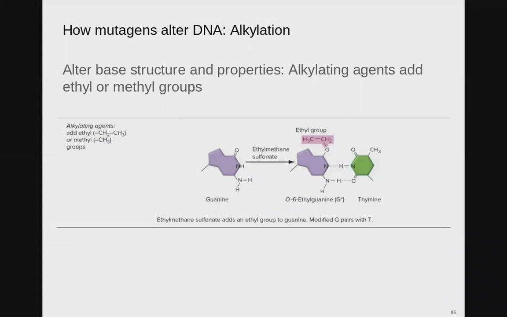We can also have alkylating agents. They add either ethyl or methyl groups. So we have guanine. There's a chemical, ethyl methane sulfonate, which tacks on an ethyl group, which is 2 carbons here. It tacks it onto the hydroxyl group here, getting rid of that double bond. Then guanine is now O6 ethyl guanine, so it can bind with thymine.